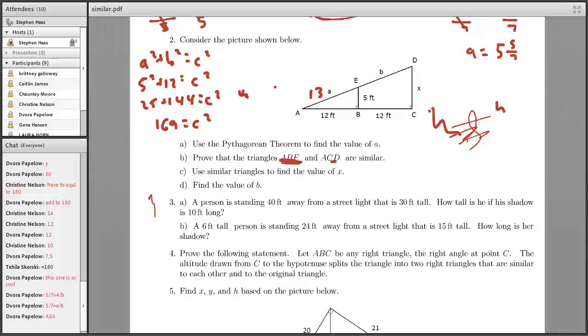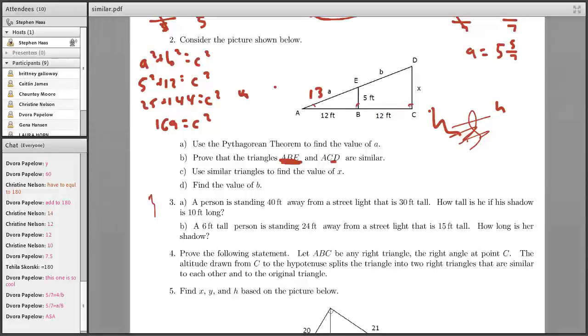Okay, I mean, there are many reasons. One is ASA. Okay, that's true also. What I was thinking of is we know that this angle and this angle are equal because they're both right angles, and we know that angle A is equal to itself from the reflexive property. So that means they've got two angles equal to each other, and once they've got two angles equal to each other, you know the third one also has to be equal. So by definition, the two triangles have to be similar.